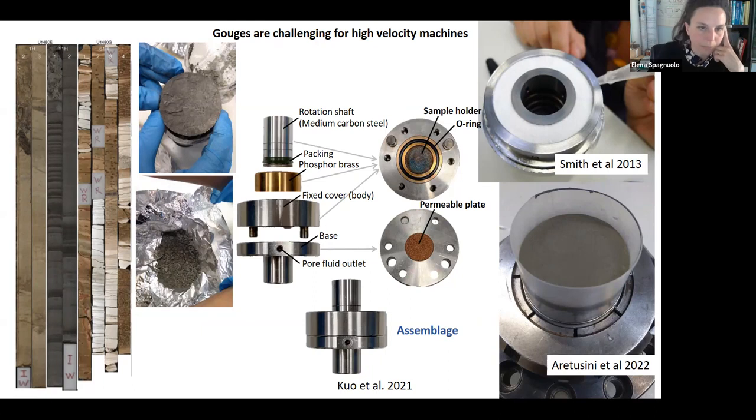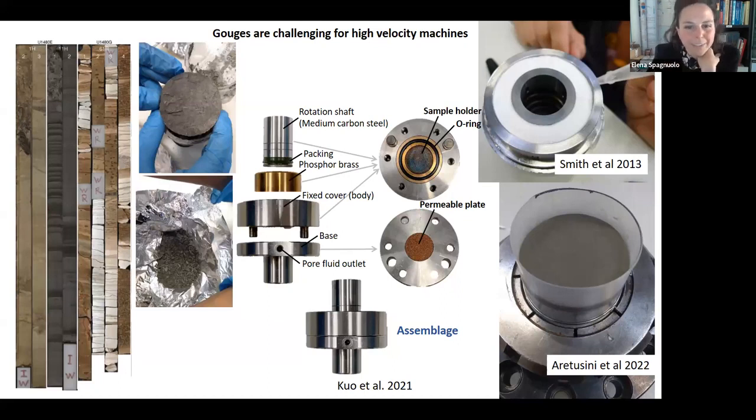One of the limitations, for example, in machines like Shiva, which is a rotary shear, is the type of samples that we have. These are the cores, the type of material that we investigate. They are not cohesive, so they are gouges. Essentially, they present like this, and they must be confined. Confining these gouges with fluid is challenging for this kind of machine.